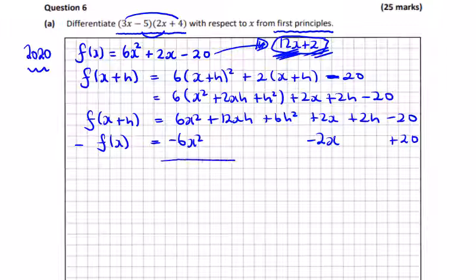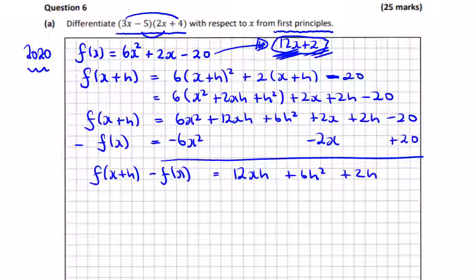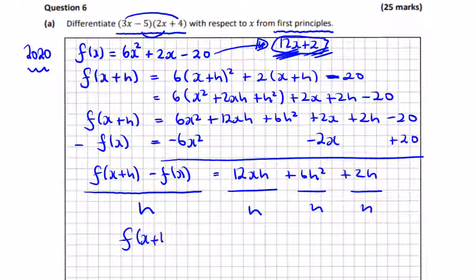So if we combine these two lines, f of x plus h minus f of x is going to be 12xh plus 6h squared plus 2h. And if we divide this by h, I'll do it in one step here, but I'd recommend doing it in 2 steps in the exam. If we divide everything by h, we're going to get f of x plus h minus f of x divided by h, so the average of these slopes.